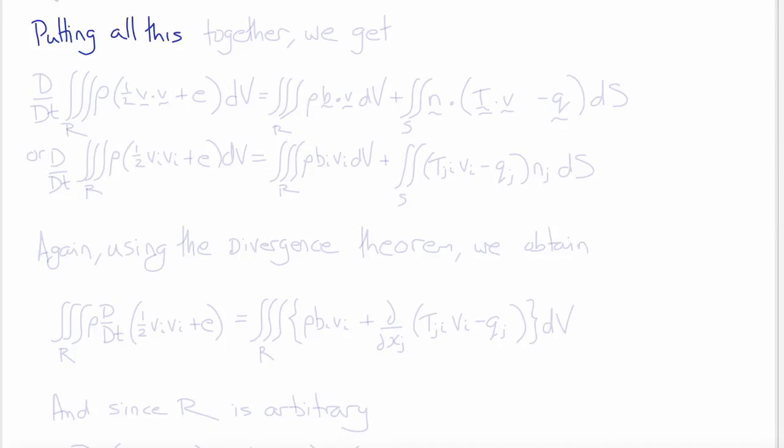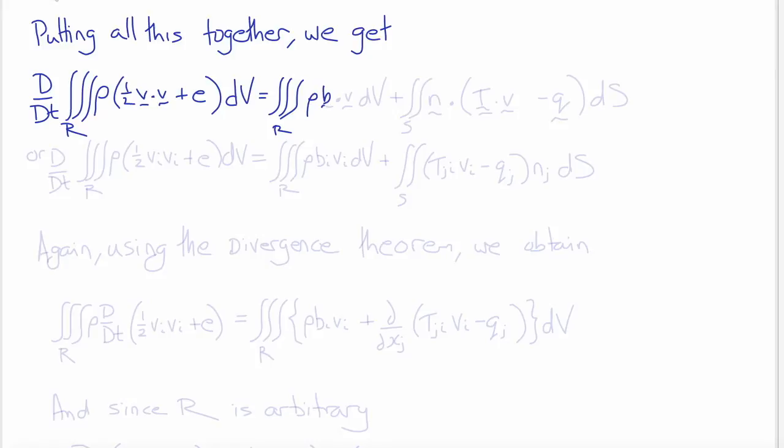So putting all of these terms together, our statement of conservation of energy becomes the material derivative of the volume integral over R of rho times 1/2 V dot V plus E, the internal energy density, integrated with respect to volume, is equal to the volume integral over R of rho times B dot V, the rate of work done by the body forces, plus the surface integral of N dotted with T dot V, so that's the work done by the surface forces, minus Q, energy due to the heat flux.